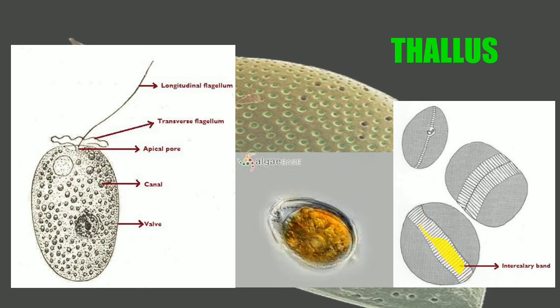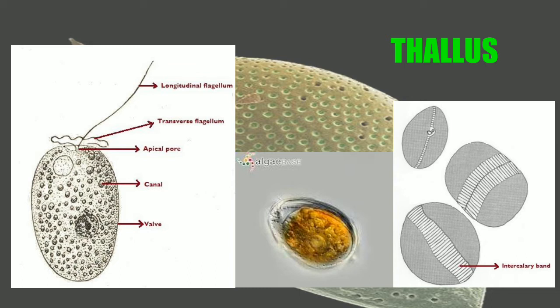And this band tends to get bigger in the larger cells. As the cells grow older, the intercalary band size also keeps growing. So apart from all these, this organism is known to show a very typical flagellar arrangement.